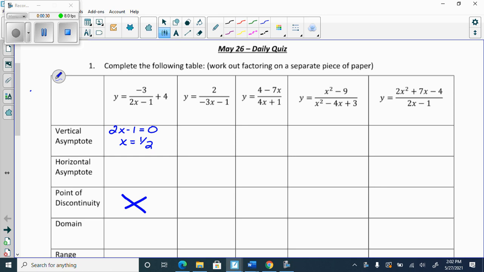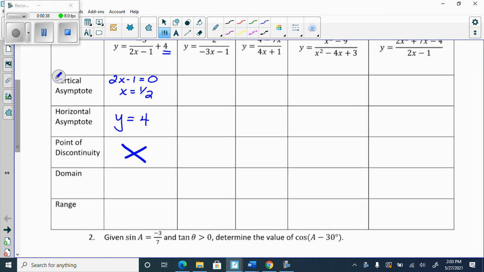Then, if it's in transformed form, you look at the back, and that's going to be your horizontal asymptote, which is y equals 4. Domain and range are really easy if you don't mess those up, because it's just what those don't equal. So the domain is x such that x cannot equal a half, x ∈ R. Or y such that y cannot equal 4, y ∈ R.